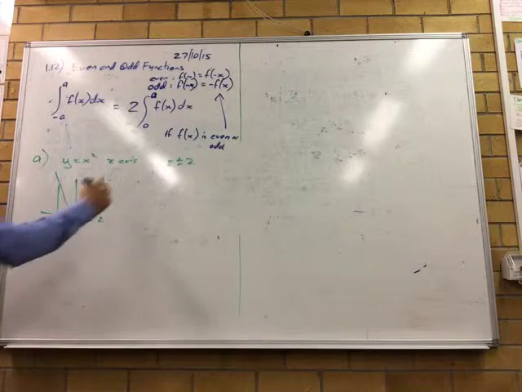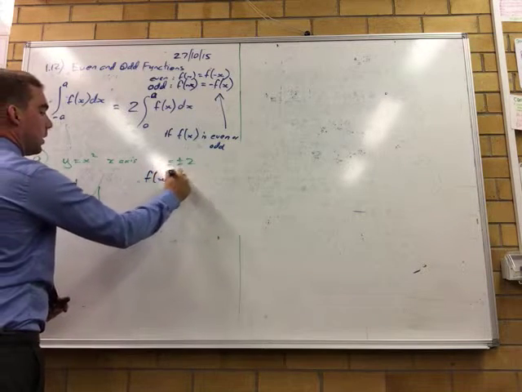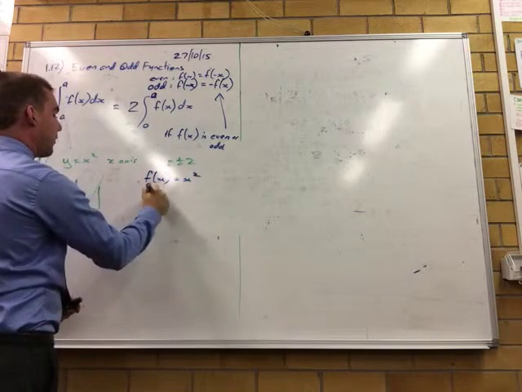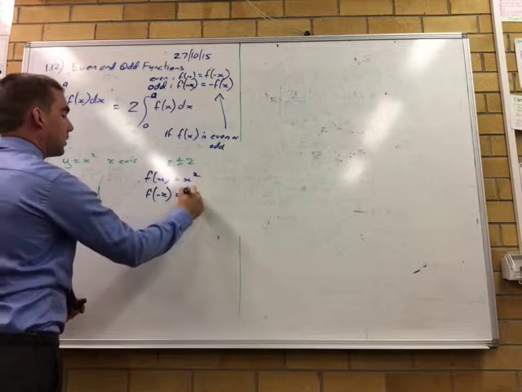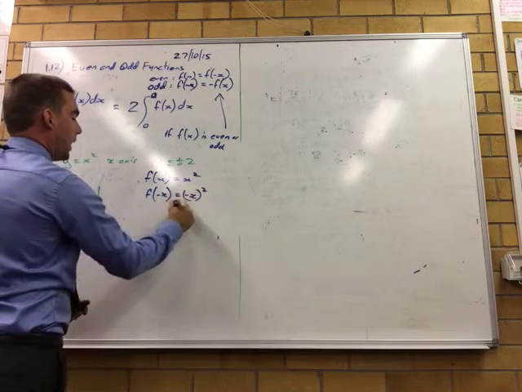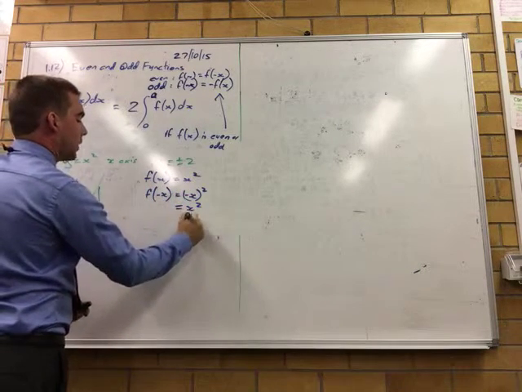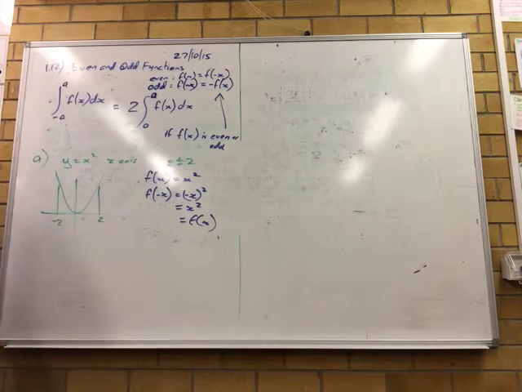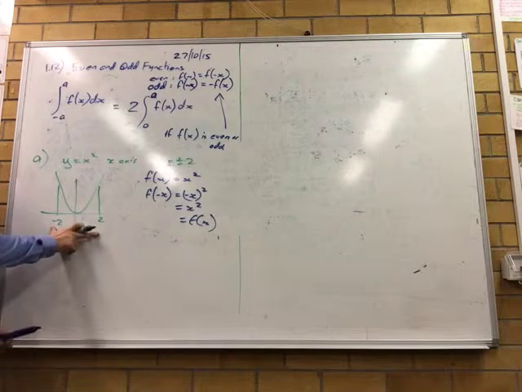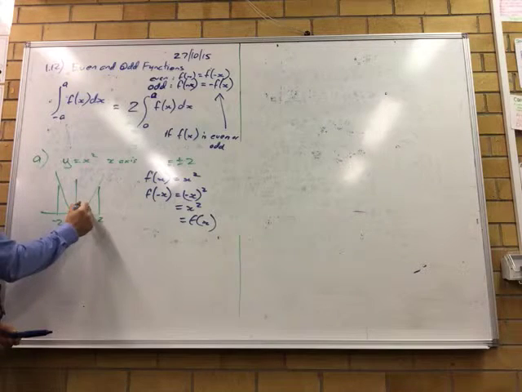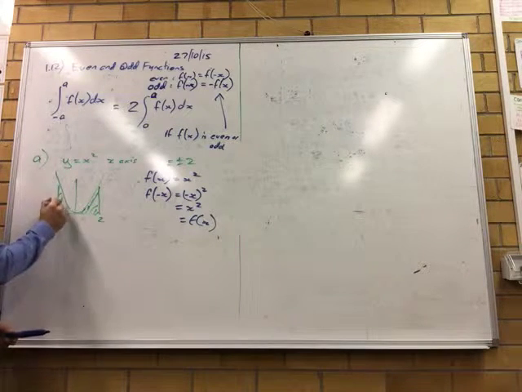So f of x is x squared, f of negative x is negative x all squared, which is x squared, which equals f of x. Therefore your quadratic, just x squared, is an even function, because it has symmetry about the y-axis. That means when you have equally bounding points from the origin, these two areas are equal.